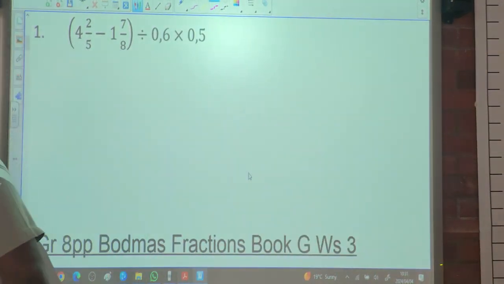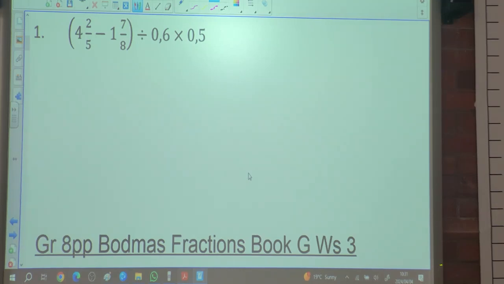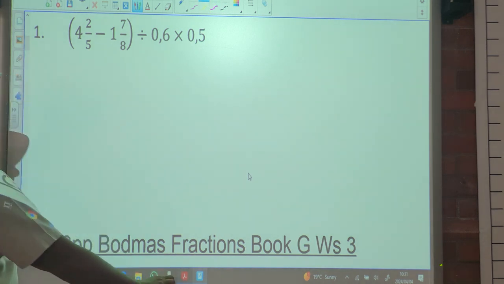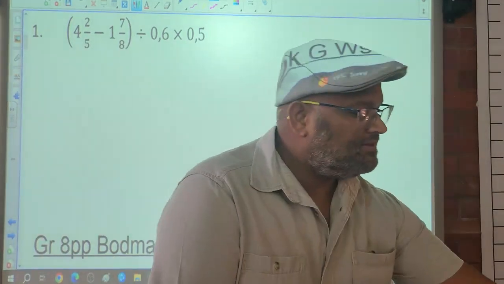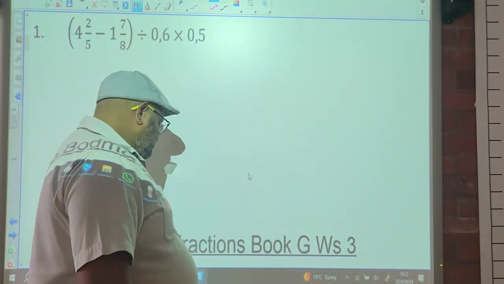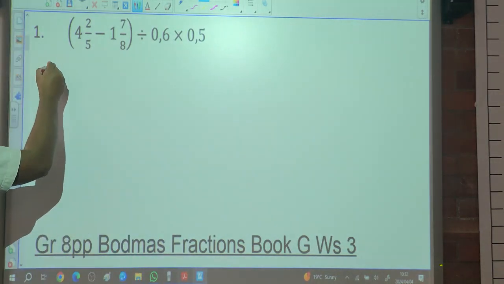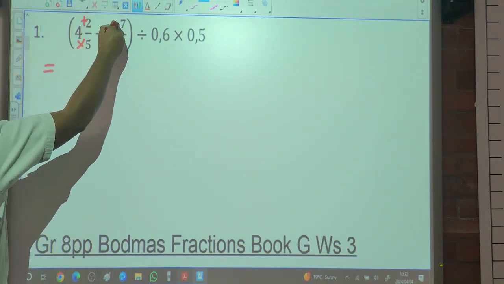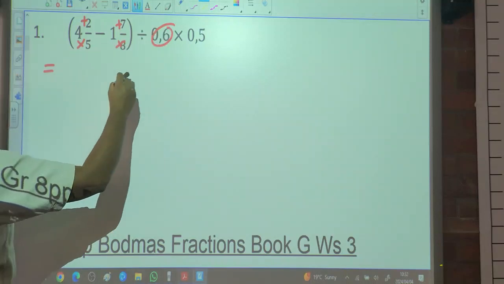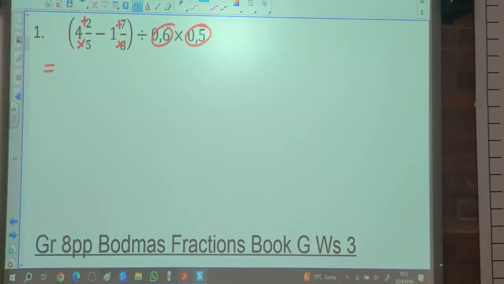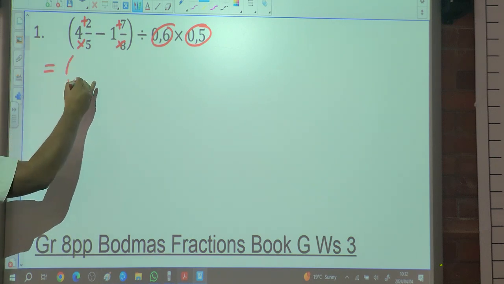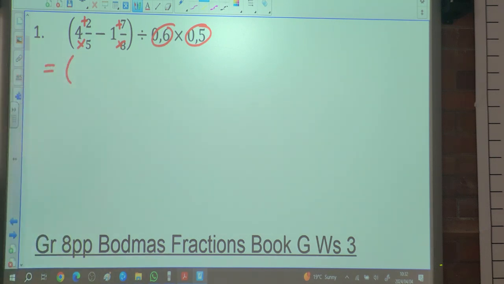Alright, so the first sum, we've got this in brackets, 4 and 2/5 minus 1 and 7/8. That must be divided by 0.6 multiplied by 0.5. So where do I start? The brackets. And what do we have to do here? Change all mixed fractions to improper fractions. We're going to change that to a fraction, and that decimal to a fraction as well. But we're going to retain the bracket. We only drop the bracket once it's one number, one term inside the bracket. Okay?